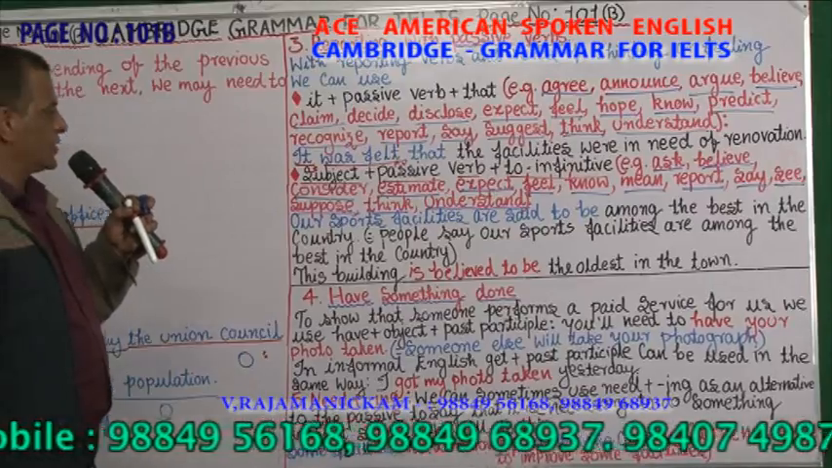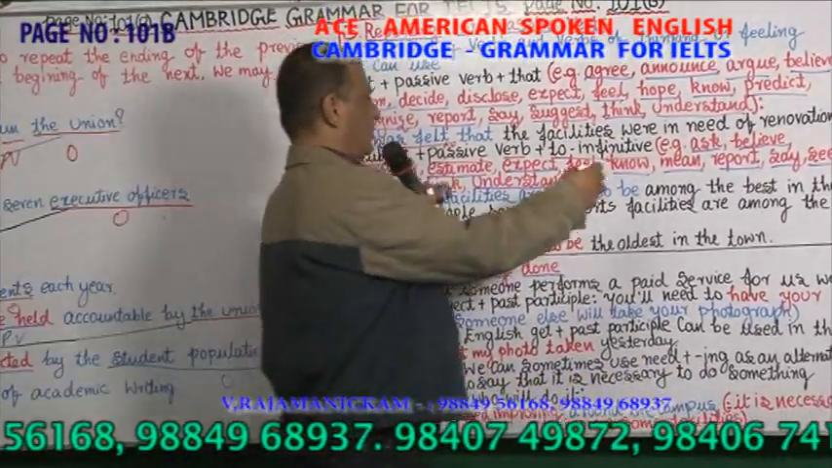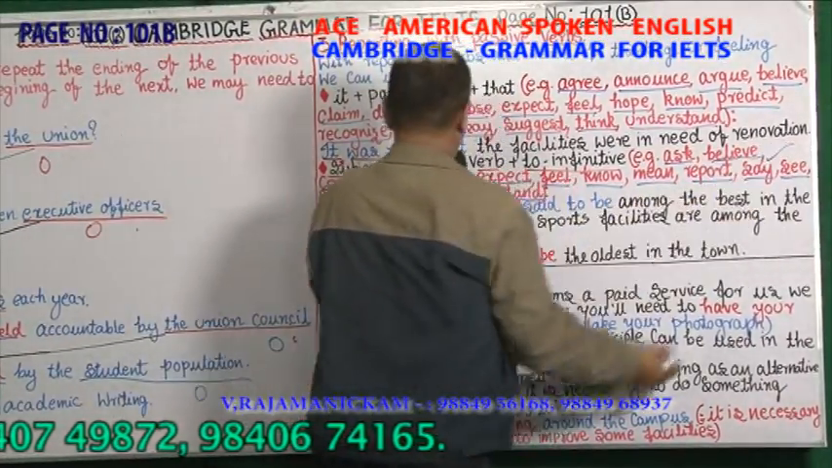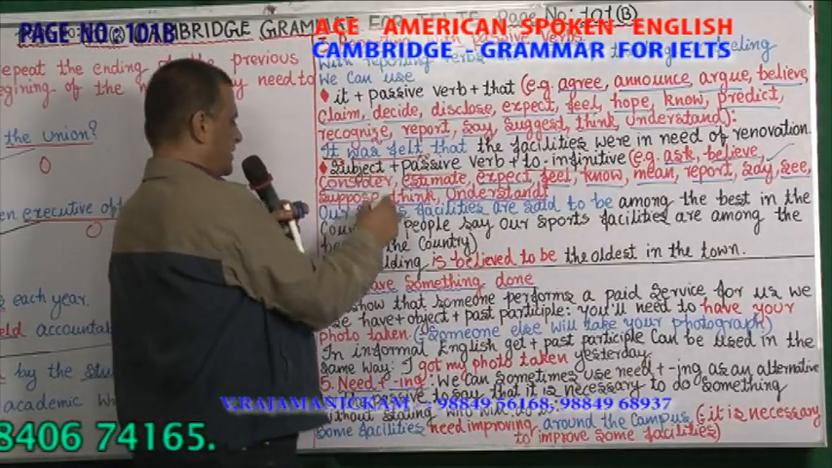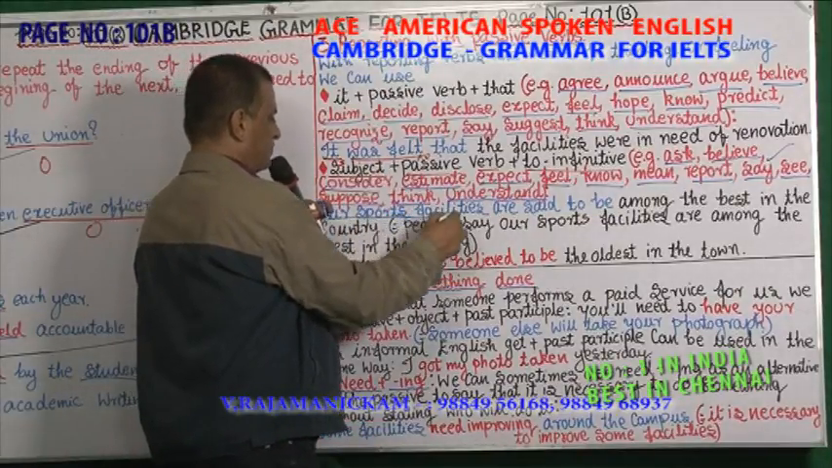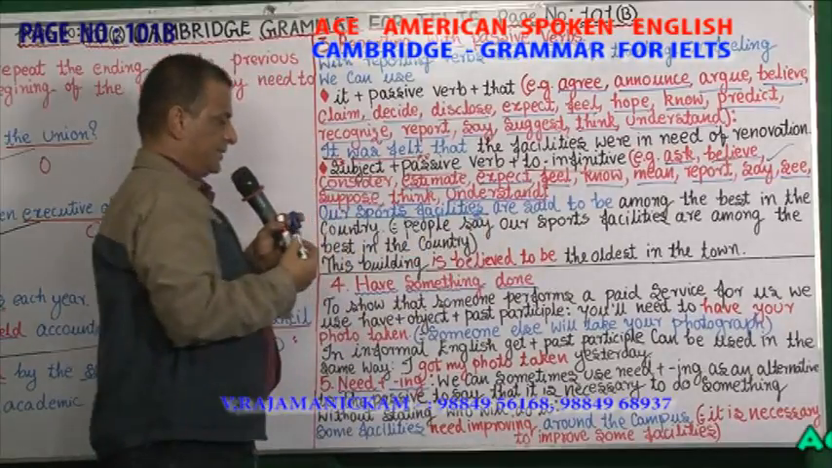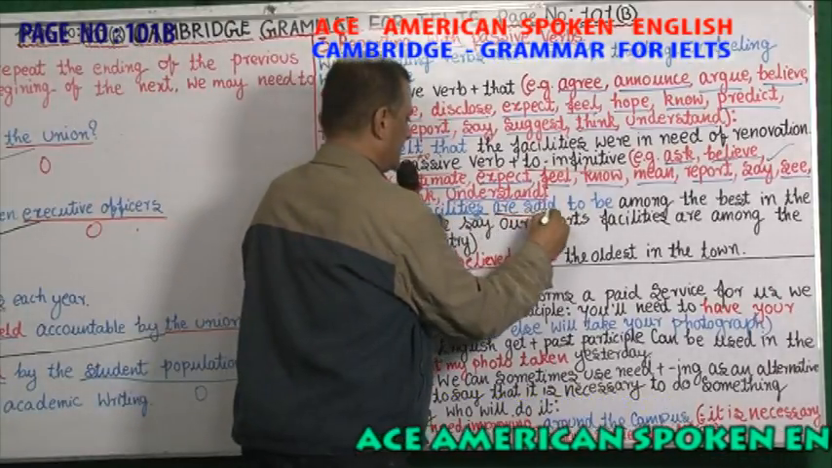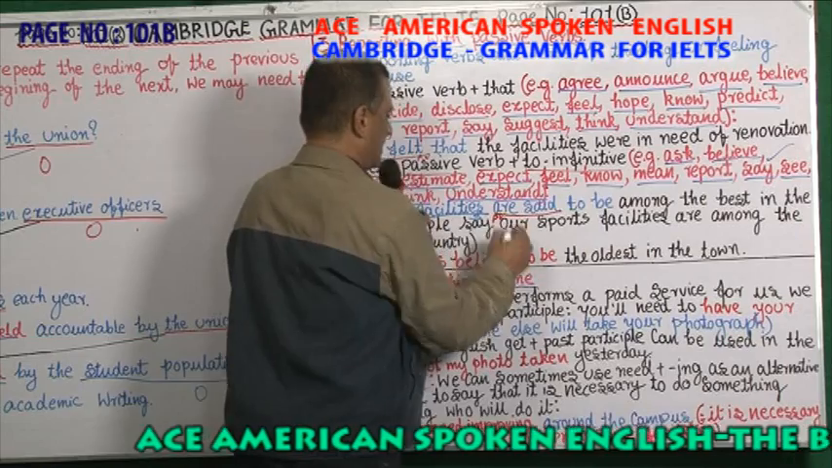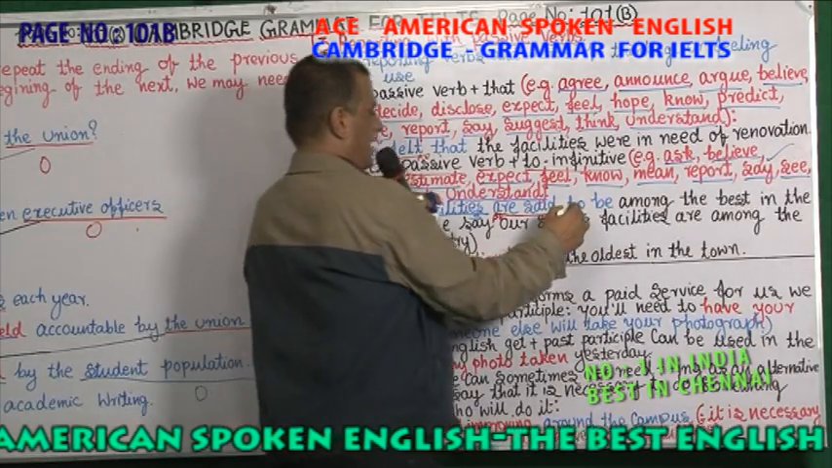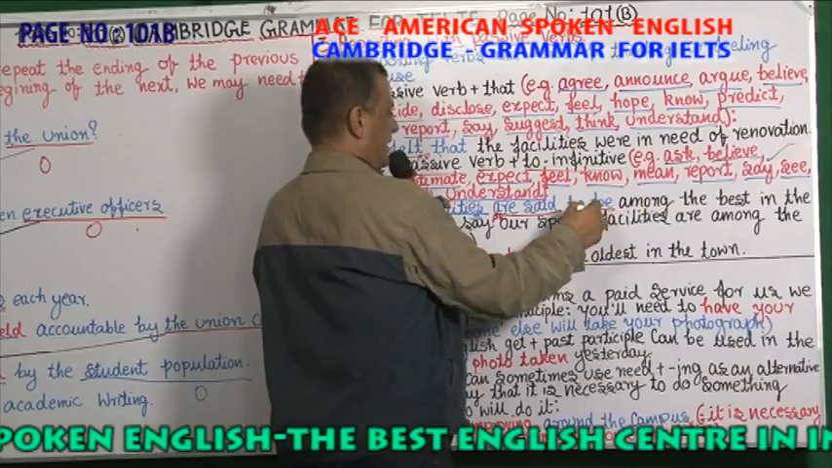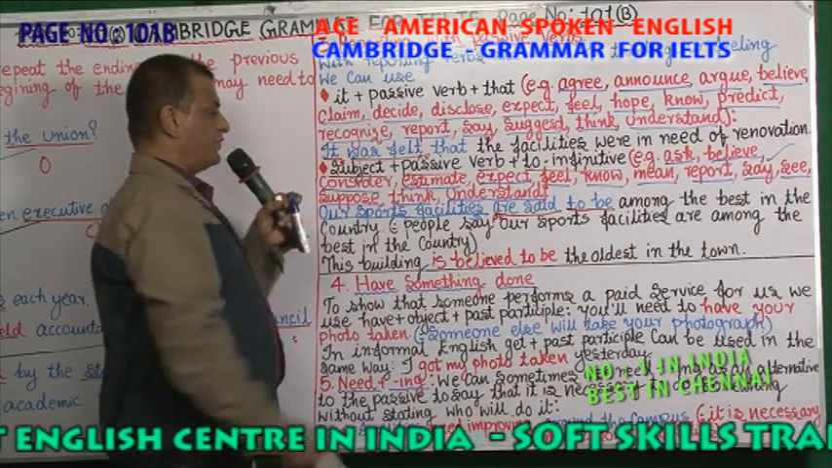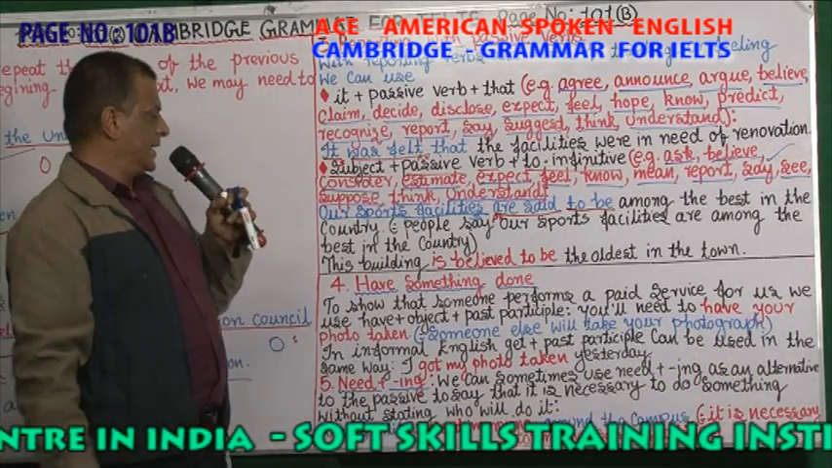Subject. See here, when you're taking an example, what is that? Say. Where is the say here? Yes, say here. Our sports facilities. See, our sports facilities becomes the subject, right? Passive verb: are said. Are said is the passive verb. To plus infinitive: to be, or to come, to write, whatever it is. To be among the best in the country. Our sports facilities are said to be among the best in the country.